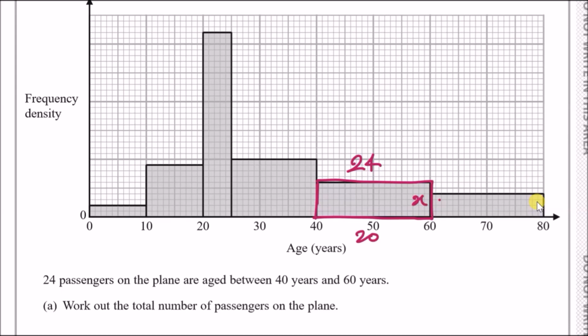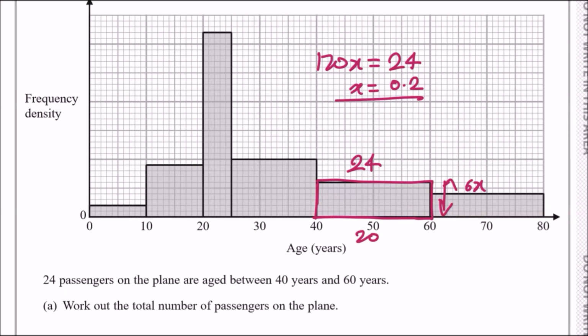Actually, better yet, let's do it a bit different. Let's count how many blocks there are. So we got 1, 2, 3, 4, 5, 6. Let's call the height 6x. So the height is 6x. So therefore, this means that 20 times 6x, which is 120x, must equal 24. Dividing this across to find x should be 0.2.